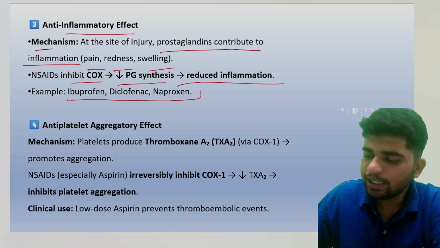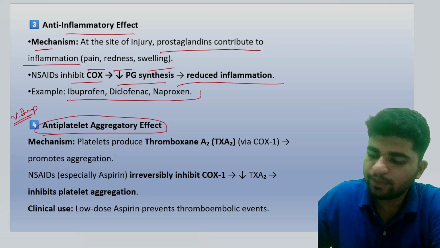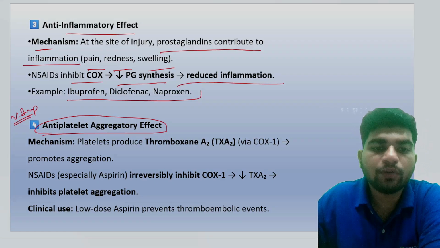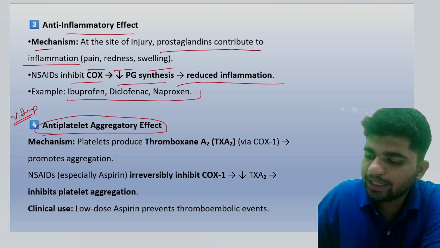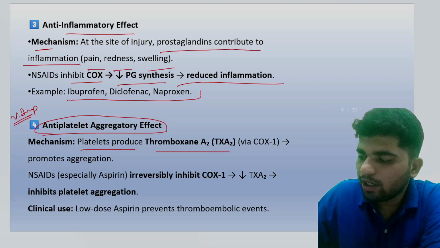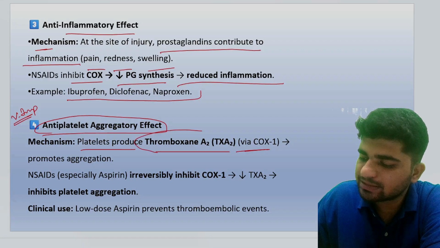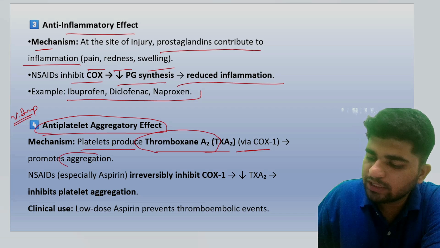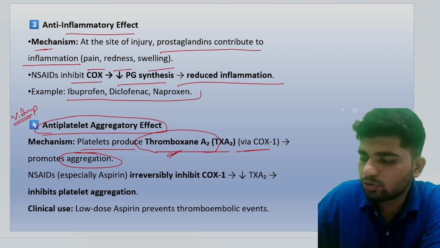All right. Antiplatelet aggregatory effect. That is one of the very important parts. Very important. Questions are asked from this topic also these days. All right. So what is the mechanism? Platelets produce thromboxane, that is TXA2, via COX-1 enzyme, and this thromboxane has the ability to promote the aggregation of platelets. Thromboxane is produced through COX-1.